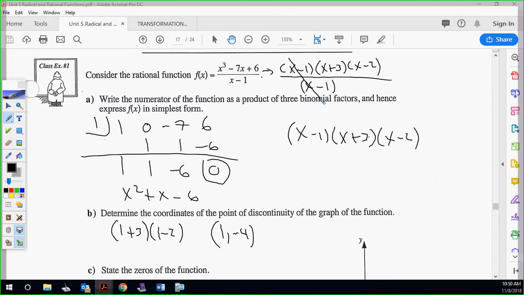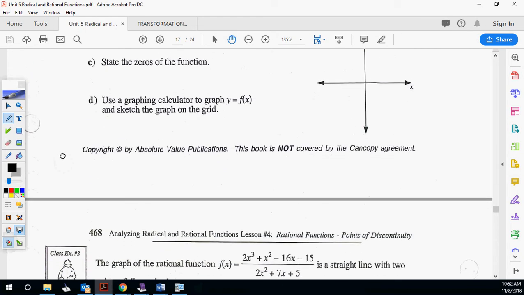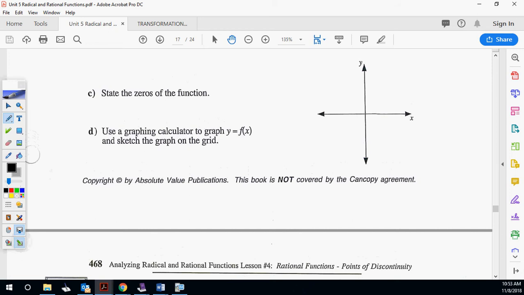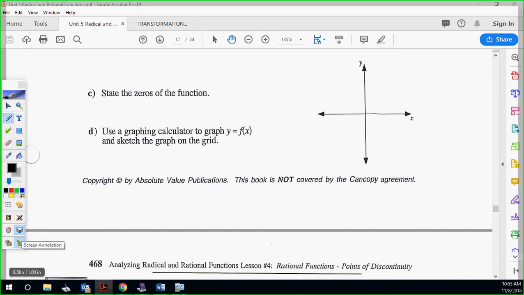So that parabola has the zeros of negative 3 and 2. Okay. We'll skip the graphing calculator part for this one. But negative 3 and 2. So we're at negative 3 and 2. And then we know our point of discontinuity is at 1, negative 4, right? So then here's your graph. That goes straight through. And your hole is right there.